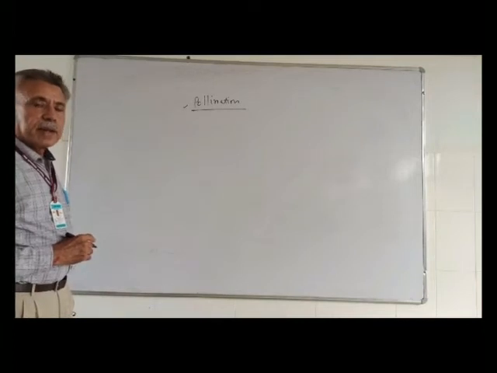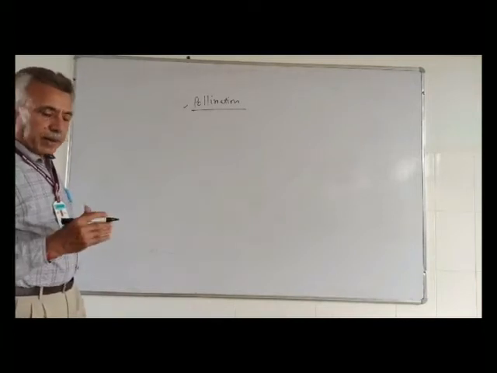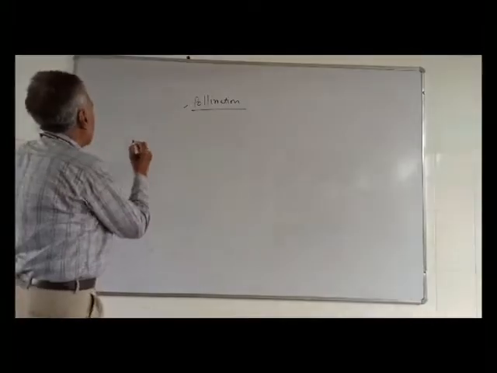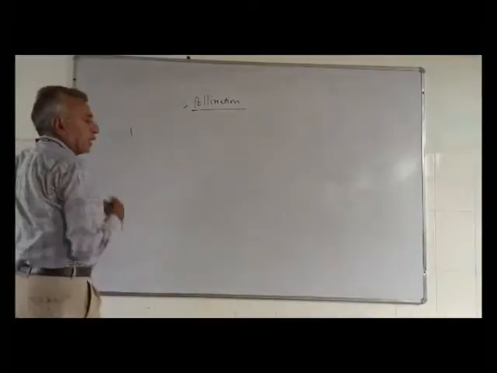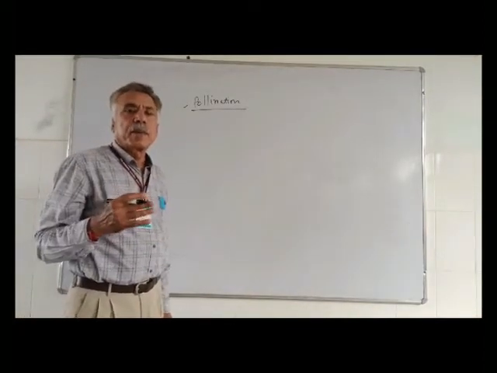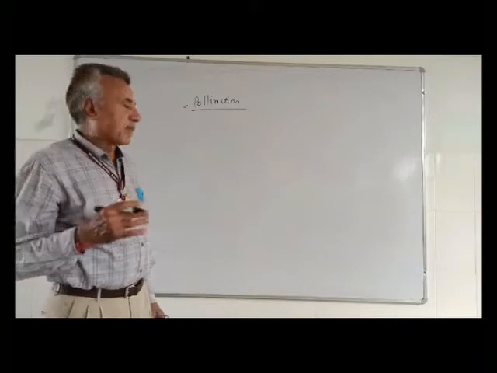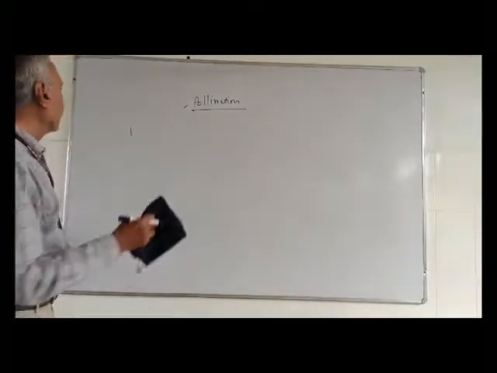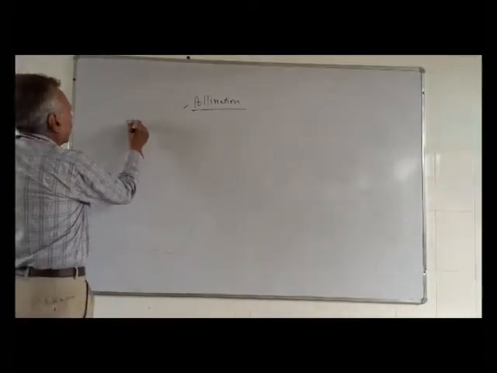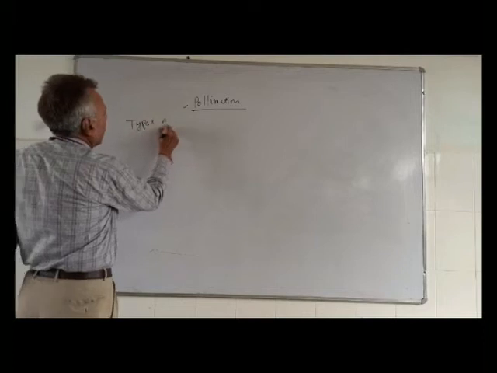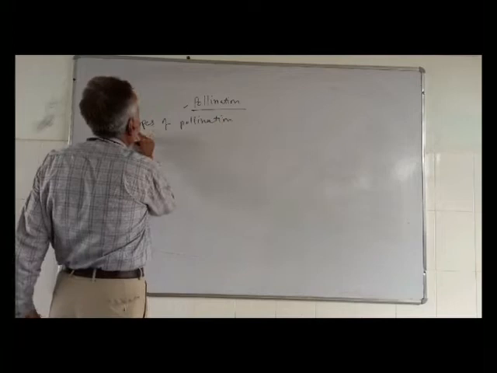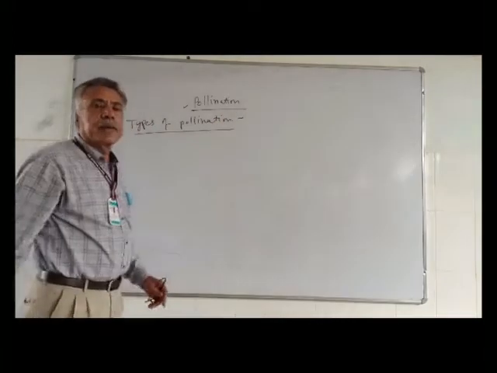Pollination is a mechanism to bring the male gametes and female gametes together. In pollination, pollen grains are transferred from the anther to the stigma by different agents. This process is called pollination. And now, the types of pollination. It is of three types.